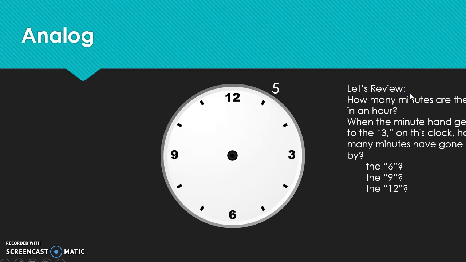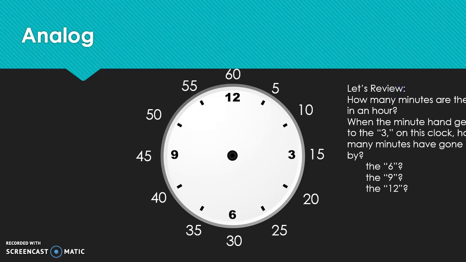Let's look at the minutes. 5, 10, 15, 20, 25, 30, 35, 40, 45, 50, 55, 60. What we noted today in class was that the hours in the middle are like a timeline, and each hatch mark, which we use that word when we're talking about number lines, is worth 1.